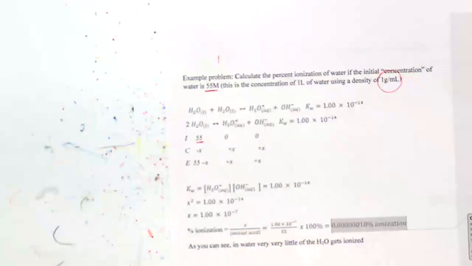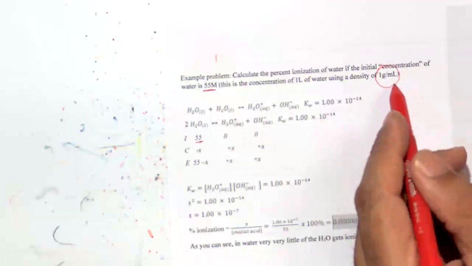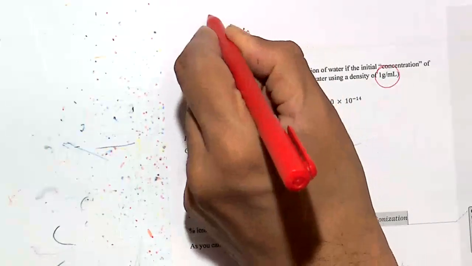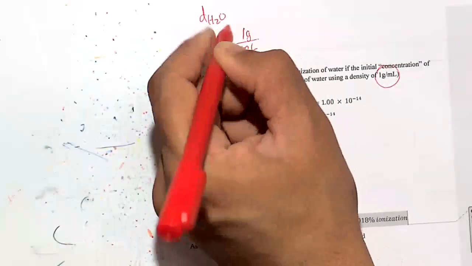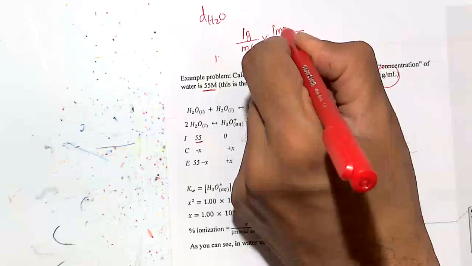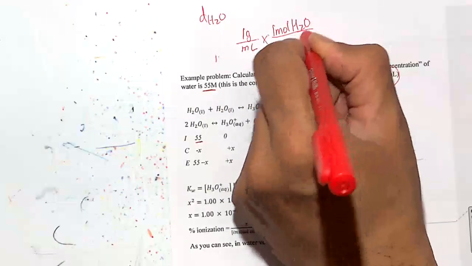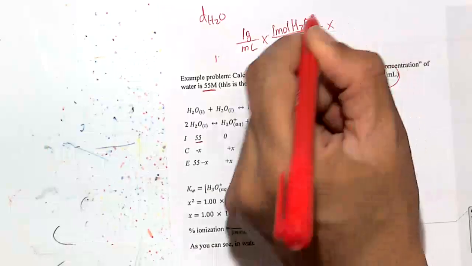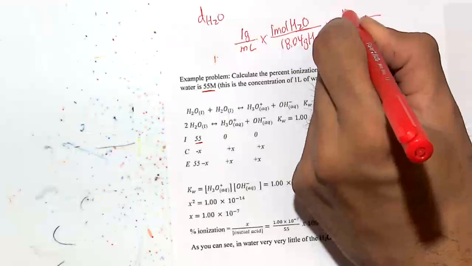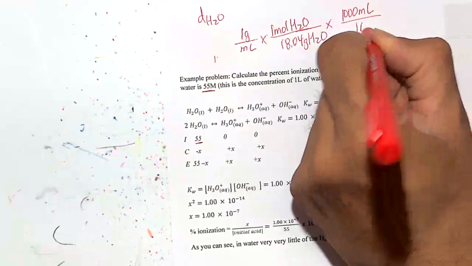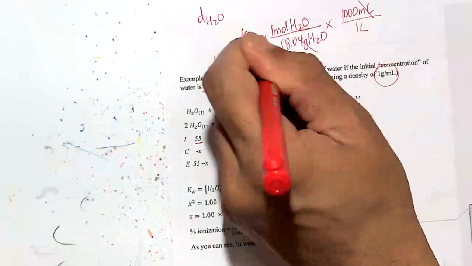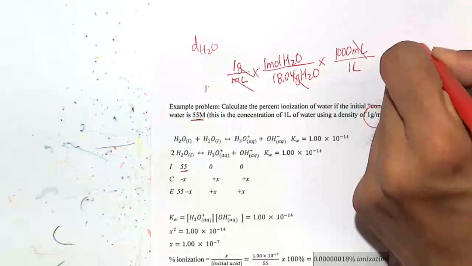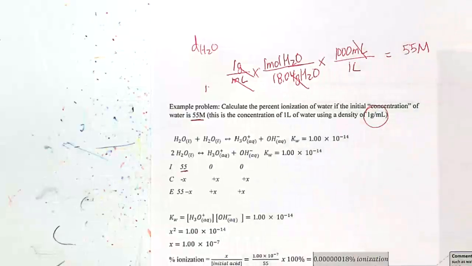And when I did that, you don't need to know why it's 55 molar, but I can just show you here. Let's assume the density is 1 gram per mL for water. 1 mole of water is about 18.04 grams of water, and then there's 1,000 milliliters in 1 liter. So the mLs cancel, the grams cancel, and when you do that, 1 liter of water has 55 moles in it, so 55 molar.